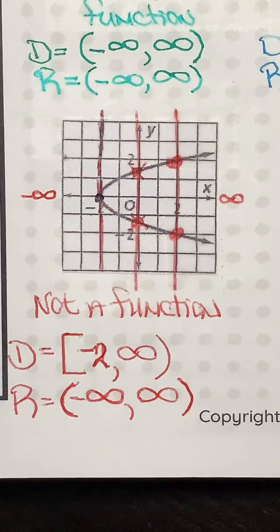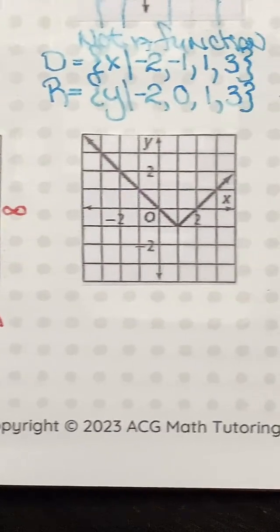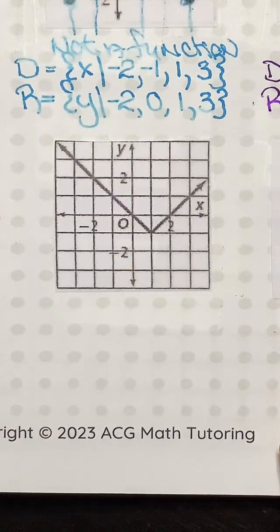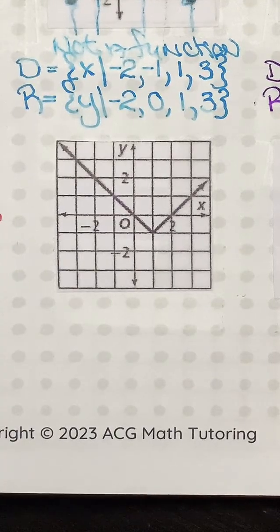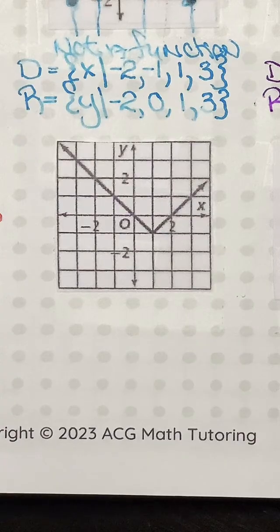All right. So this is what I'm going to do for the next one. I want you to tell me my answers. Is this a function or not? And if so, what's my domain and what's my range? Okay. So parentheses is when you're not including that point.